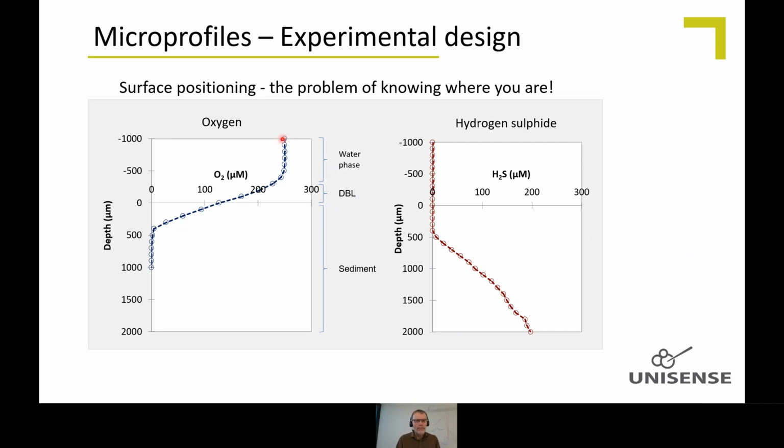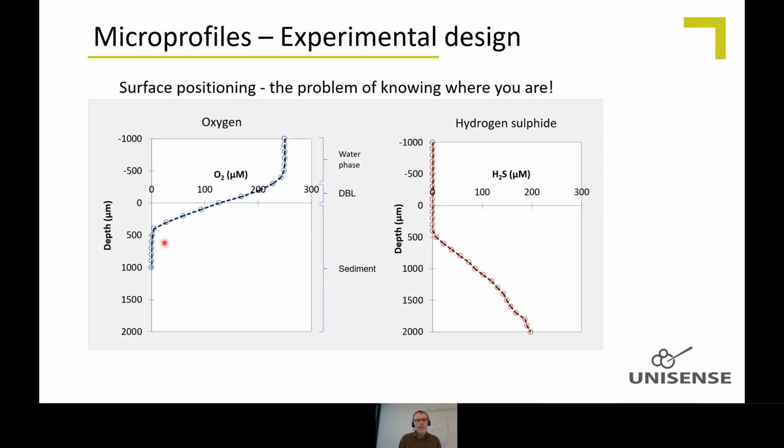The oxygen profile, once you know these, it's relatively easy to guess or estimate where the sediment surface is. Is it here, or maybe up here? I don't know, but it's just 100 or 200 micrometers wrong. However, if you look at the sulfide profile, it's almost impossible to know where the sediment surface is relative to the profile, because you just meet sulfide at a certain depth and you don't know the distance to the surface.